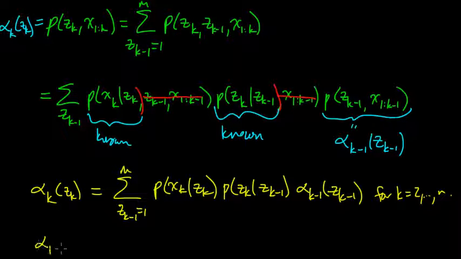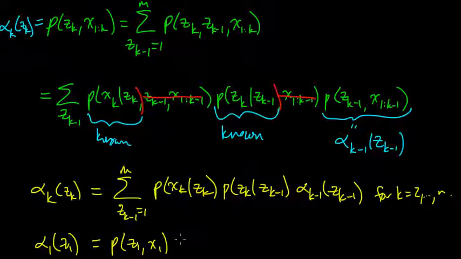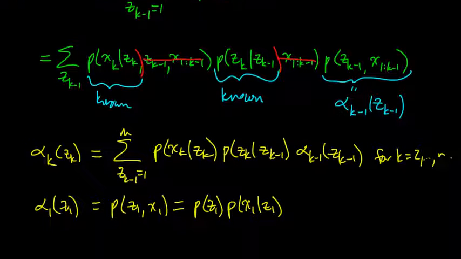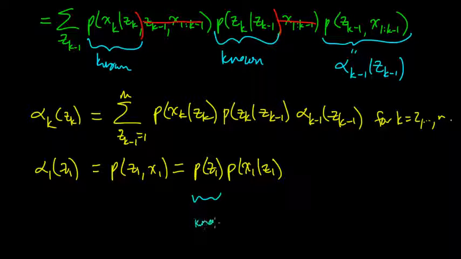Well, alpha 1 of z1, by definition, is the probability of z1 and x1 through 1, which is just x1. And let's factor this in terms of things that we know. What do we know? We know emission probabilities, we know transition probabilities, and all that good stuff. And we know the initial distribution. We can factor it into the initial distribution times the emission probability of x1 given z1. And each of these is known, right? This is the initial distribution, so it's known. And this is the emission probability, so this is known. So this is sort of an initialization step, if you will.